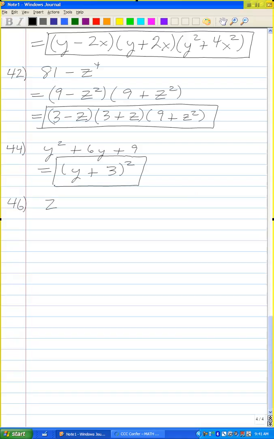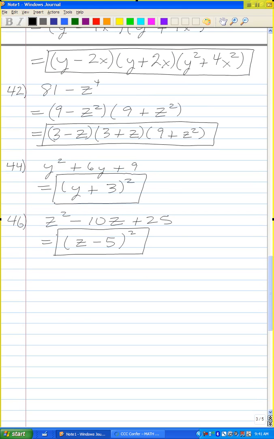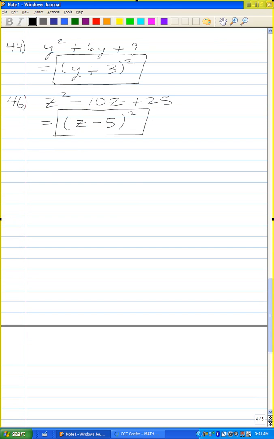Z squared minus 10z plus 25. The square root of z squared is z. I'll drop down the minus. The square root of 25 is 5. Z times negative 5 times 2 is a negative 10z. So I've completely factored this over the rationals, over the integers. Let me do problem number 50.